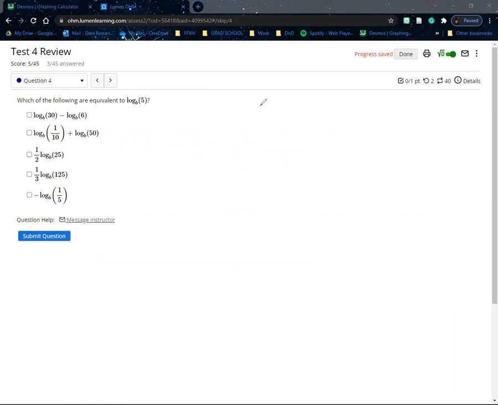All right, we're getting into more logs. Guys, I love logs. Okay, so which of the following are equivalent to log base b of 5? If we manipulate them in any way, shape, or form, is it possible to get log base b of 5? Yeah. How about this one? So this one is log base b of 30 minus log base b of 6.